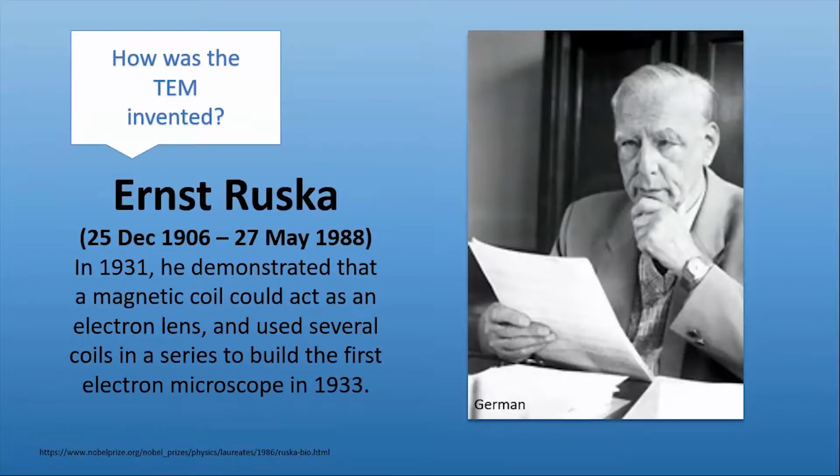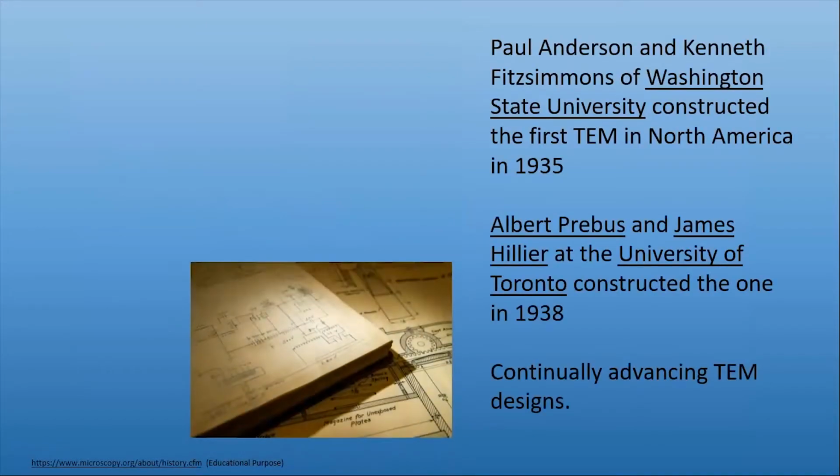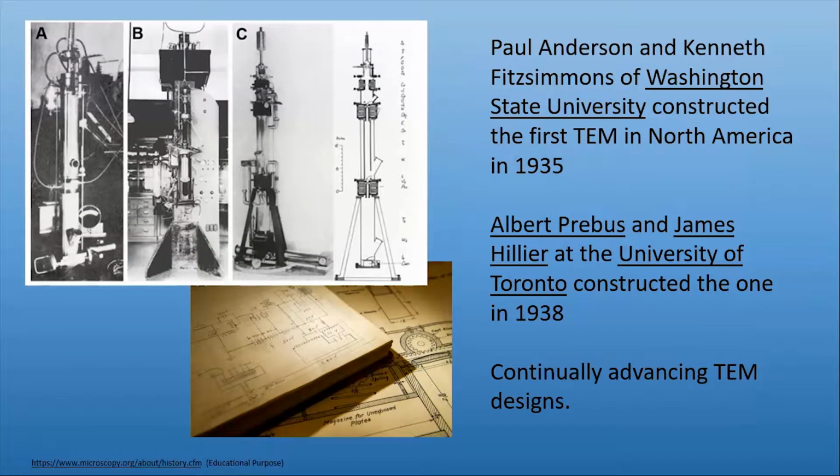Ernest Ruska, in 1931, demonstrated that a magnetic coil can act as a lens for electrons. He used several of these coils in a series to build the first electron microscope in 1933. The idea of the electron microscope started to propagate as Paul Anderson and Kenneth Fitzsimmons of Washington State University constructed their first TEM in North America, 1935. Albert Prebus and James Hiller at the University of Toronto constructed theirs in 1938.